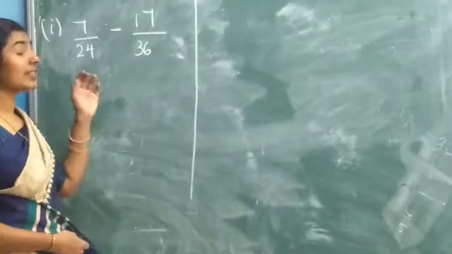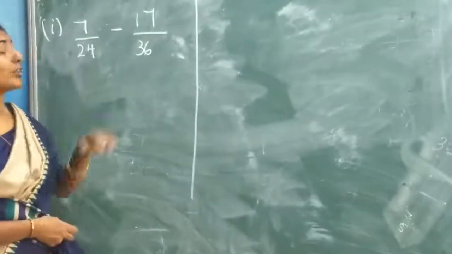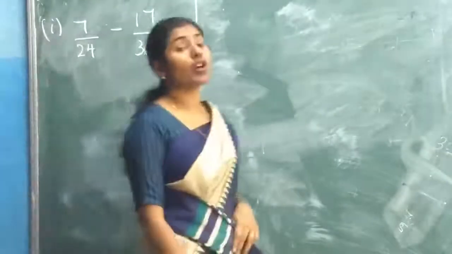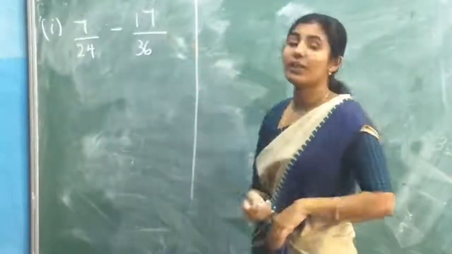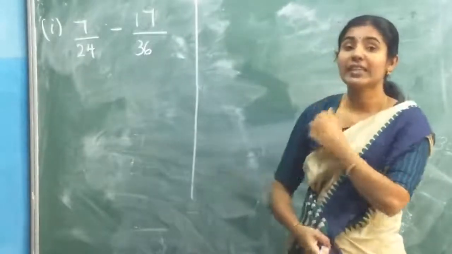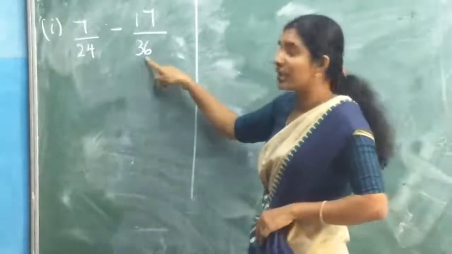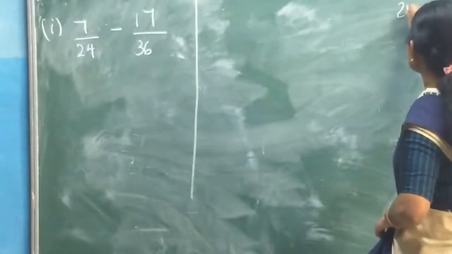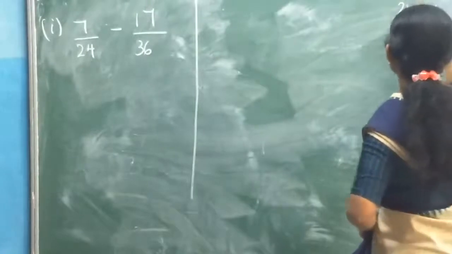Now we see the next question. These are the sums from your textbook. What is the question? 7 divided by 24 minus 17 divided by 36. First step, what should you do? Check the denominators. 24 and 36, both are different. Now what should you do? Take the LCM.